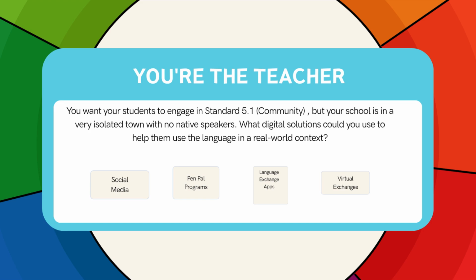Next scenario. You want your students to engage in standard 5.1 community, but your school is in a very isolated town with no native speakers. What digital solution could you use to help them use the language in real world contexts? Our options are social media, pen pal, language exchange apps, and virtual exchanges.